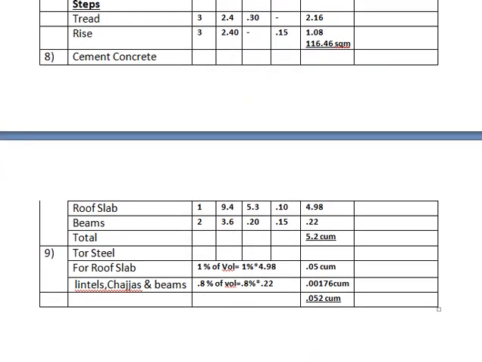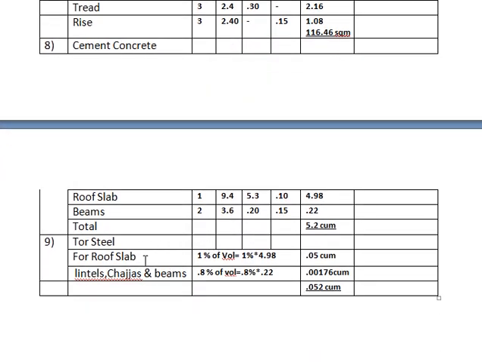Similarly, you can calculate the steel. Now, how do you calculate the steel for the roof slab? You simply take 1% of the volume for the slab, and the volume you have calculated is 4.98 cube, so you will simply take 1%, which turns out to be 0.05 cube.